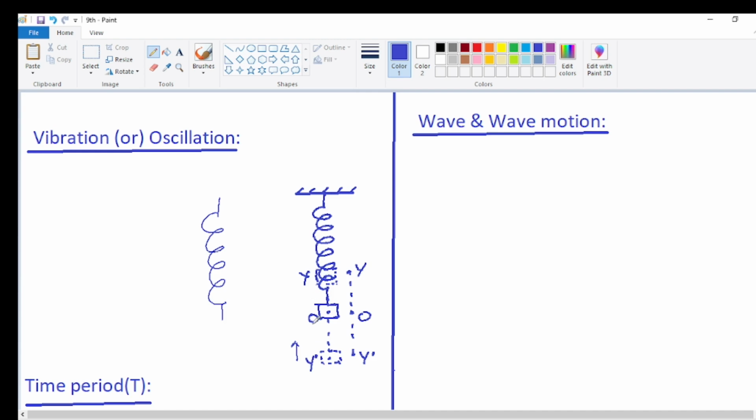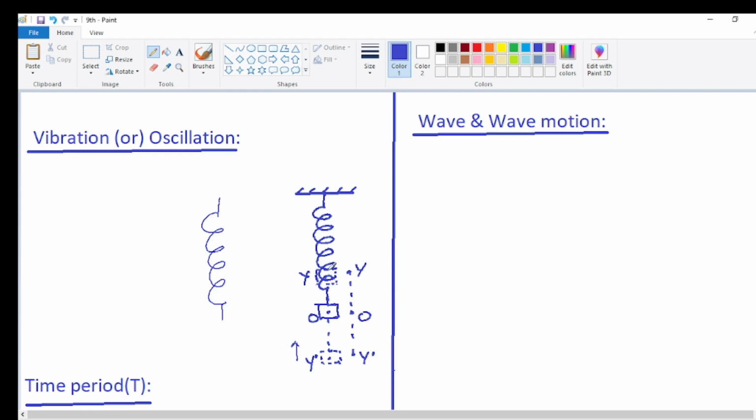So this path along which it has moved, the load has moved first downwards and then upwards, is shown as Y dash. The path is not visible here, that's why it's shown separately. This path is very important for understanding vibratory motion or oscillatory motion.